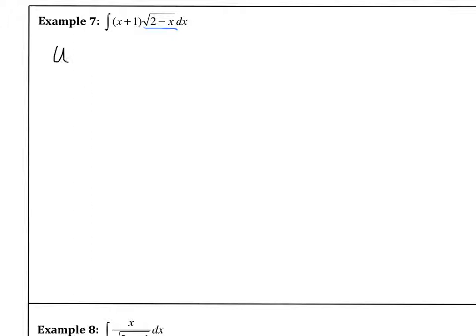Alrighty, let's do u equals 2 minus x. Okay? And we're going to do the exact same thing. Okay, so we're going to say, well, the derivative of u with respect to x is -1. Cool. All right. And so again, just start rewriting, see what you need.